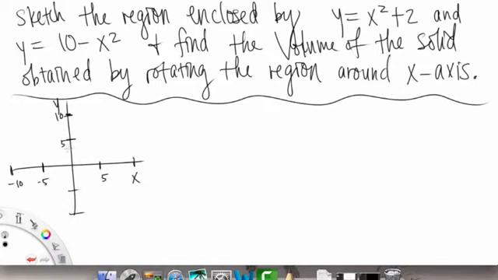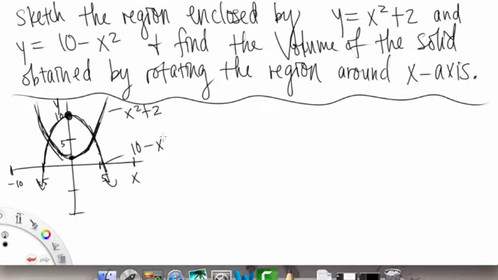So here's our first one. It has a y-intercept of 2, and then we open up into our normal parabola, right? So we have something like this, an upward-facing parabola based at 0, 2. So this is our x squared plus 2. Then our other one is based at 0, 10. But this was a downward-facing parabola, because it has that negative in front of the x squared. So this one here is our 10, so 10 minus x squared.